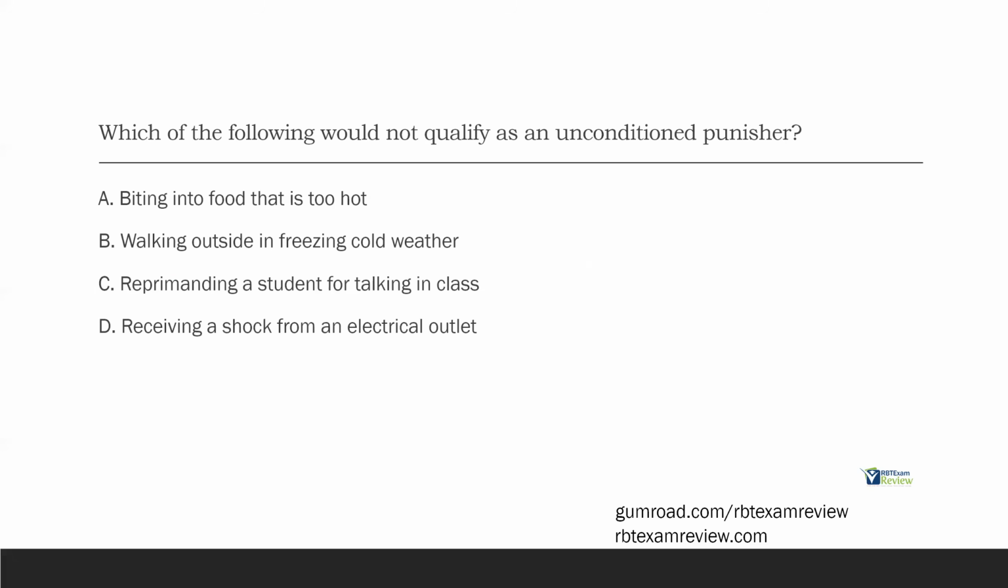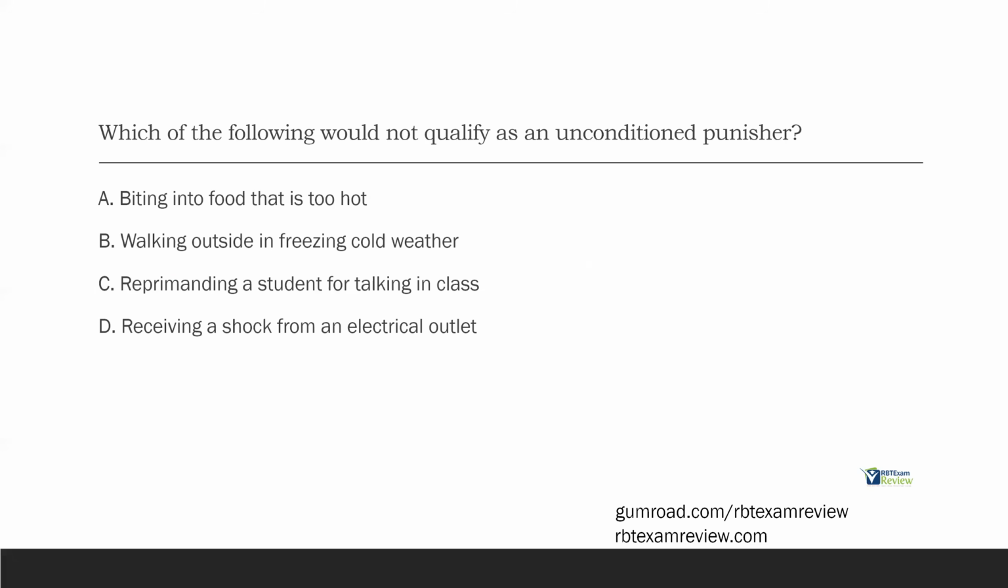I mean, if you've ever had a teacher or somebody maybe you didn't respect, if they reprimand you, it doesn't really matter. So a reprimand, in order to be a punisher, would have to be paired and learned. That qualifies it as a conditioned punisher, and not an unconditioned punisher. C is our answer. Always read all of your answer choices.